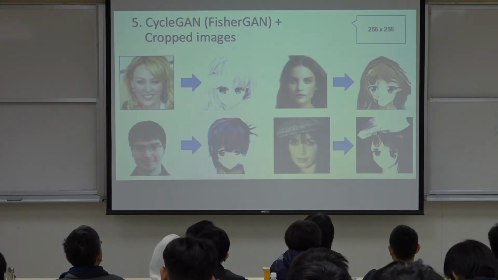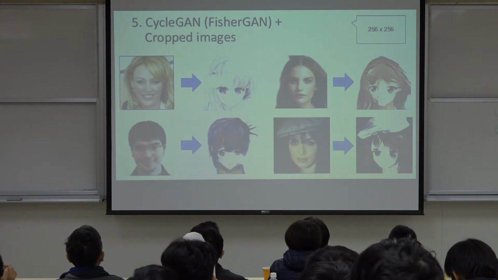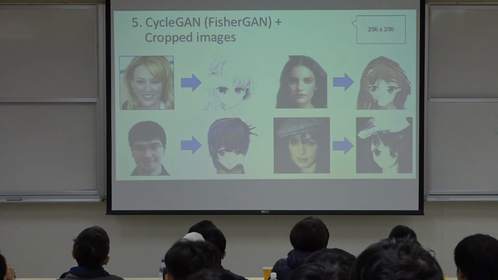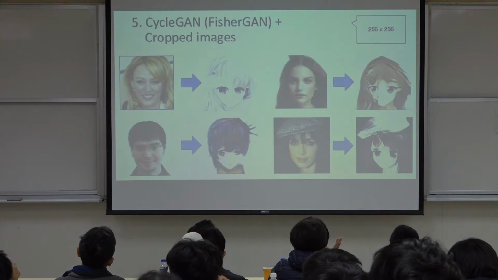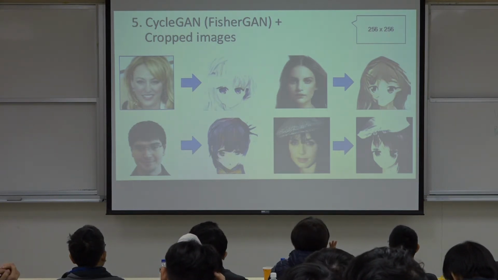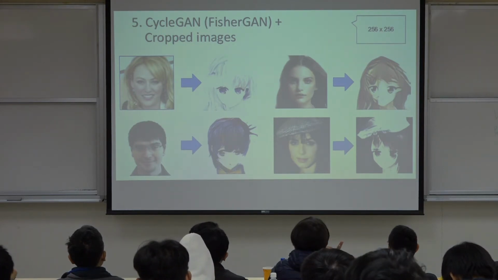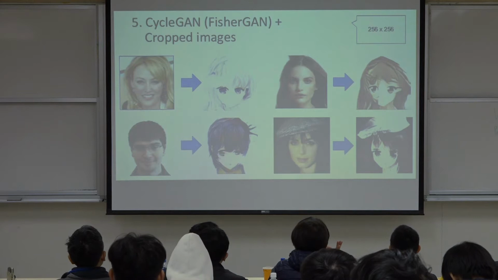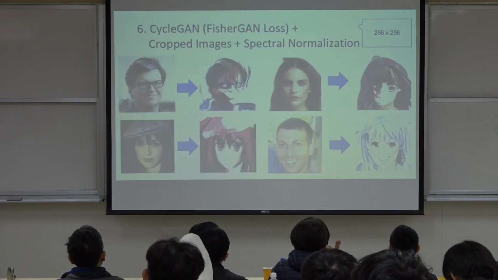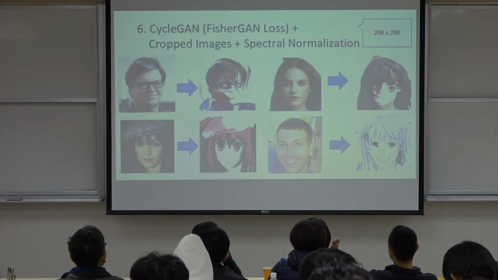From experiment 5, we now show the results generated by CycleGAN with FisherGAN loss. So these are the results generated by CycleGAN with FisherGAN loss trained on cropped images, and the results seem better than the previous ones. And here are the results after adding spectral normalization.